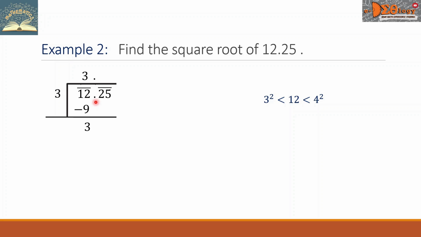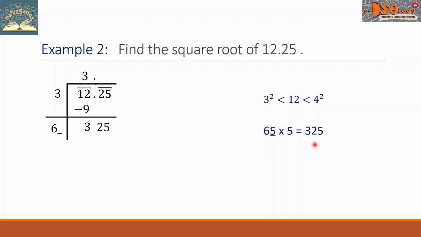Then we copy the decimal point on top. Then we bring down 25. So the new dividend is 325. Next step, we double this number 3. It becomes 6. Then there is a blank after number 6 that represents a digit. By trial and error, we can show that after 6, we can write 5, so 65. Then we multiply 65 by the number 5.